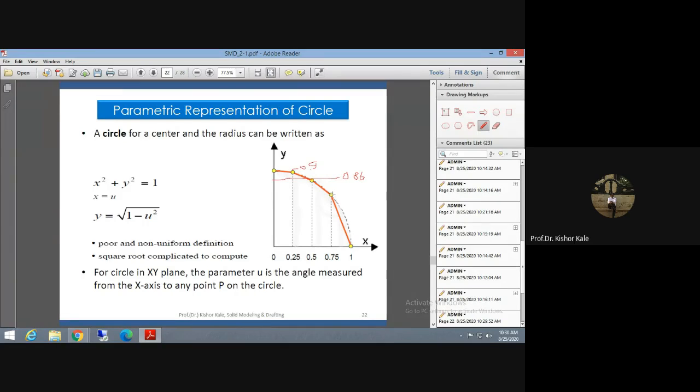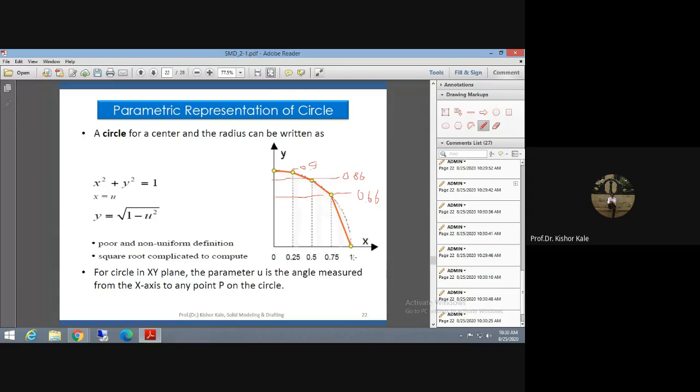Now for 0.75, we get 0.66. Actually, this would be somewhere here. If you consider that part, 0.66 will be exactly somewhere here. Now you understood the non-uniform definition.